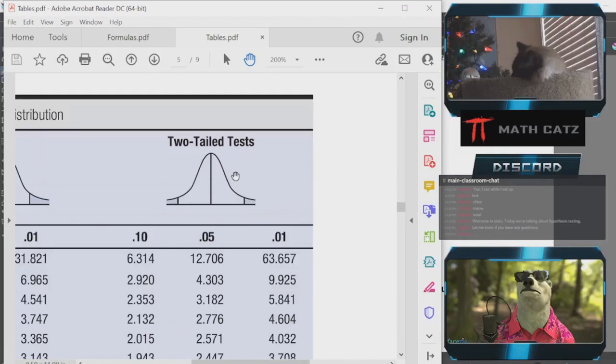If we have 5% alpha, that means 2.5% in each tail, but it's already done for us in this table. 5% is already giving us the correct cutoff, of course, plus and minus that number. So you don't have to do anything. It's already split up for you and everything. So it's very convenient, this table.